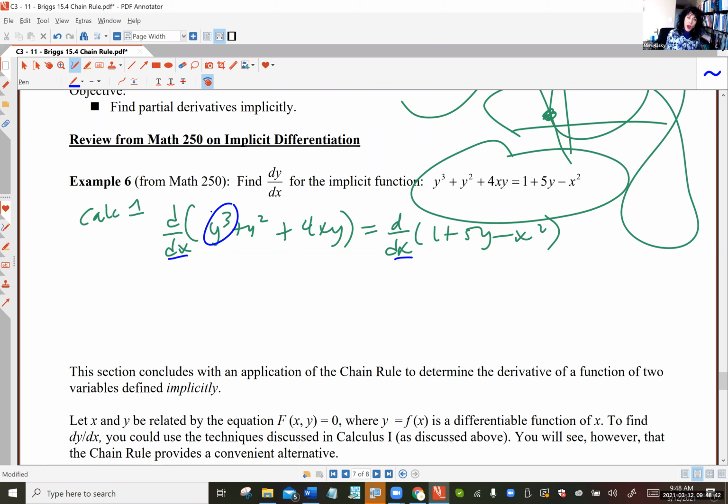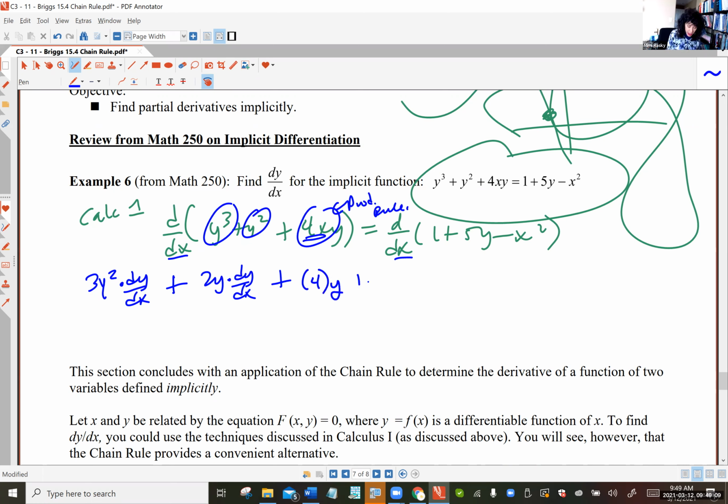The derivative of y cubed with respect to x back in Calc 1 is, using the chain rule, 3y squared times the derivative of the insides, dy dx, plus the derivative of y squared is 2y, and then using the chain rule times the derivative of the insides, if you will, dy dx, plus this guy, you're going to need the product rule. So the derivative of 4x with respect to x is just 4 times y, plus the derivative of y with respect to x is 1 times dy dx times the other factor, which is 4x. That's the product rule in action.